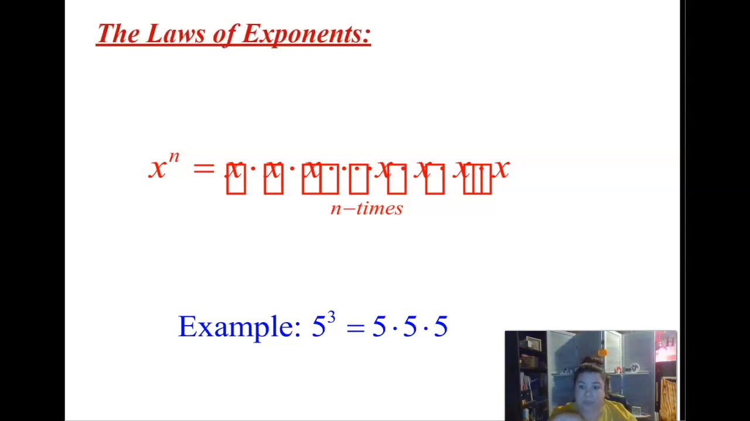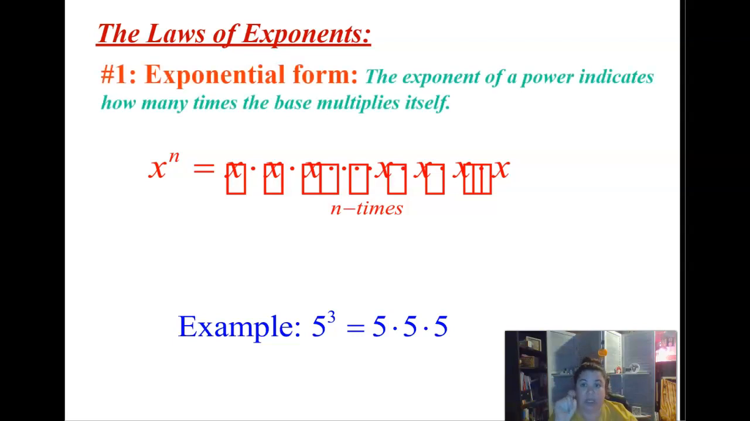Okay? So if you look here, we would call them the laws of exponents or exponent rules. So the first one, exponential form. The exponent of a power indicates how many times the base has multiplied itself. That's what I already went over. So the base, and then this tells you how many times. So if we had 5 to the 3rd power, this just tells you you need to multiply it out 3 times. Remember, it's not 5 times 3. It's 5 times 5 is 25. Then 25 times 5 is 125.